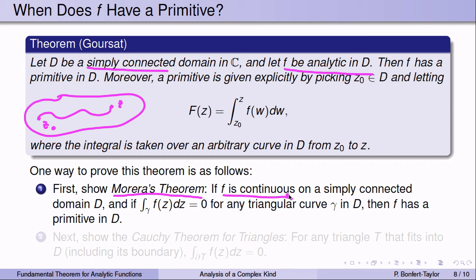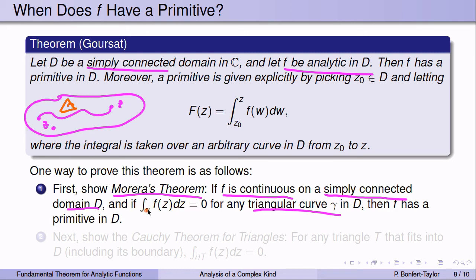If f is a continuous function in a simply connected domain, and if in addition for any triangular curve gamma, the integral over gamma of f(z) dz is equal to 0, then f has a primitive. So this is a theorem that gives us assumptions that show that f has a primitive. By a triangular curve, we mean something that looks like a triangle. So it has 3 straight sides, fits into D, and is a triangle, and we always orient it counterclockwise.